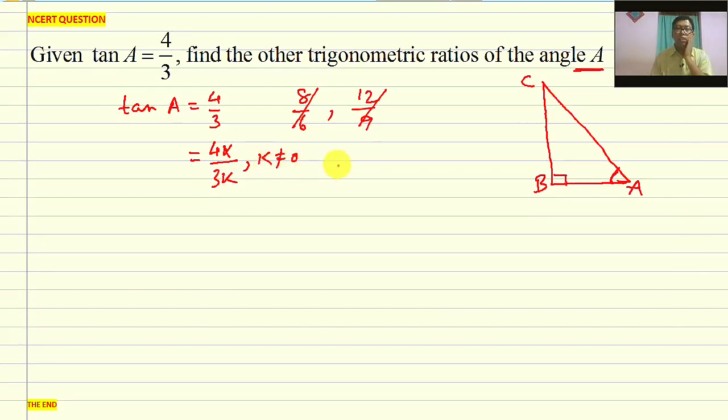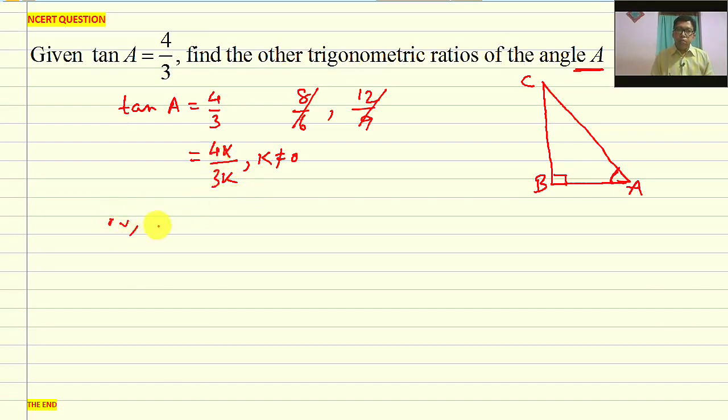K is taken as a positive number, 4k upon 3k. K is not equal to 0, because if k is equal to 0, then the denominator will be 0, so this will be absurd. So tan A is equal to 4k upon 3k.